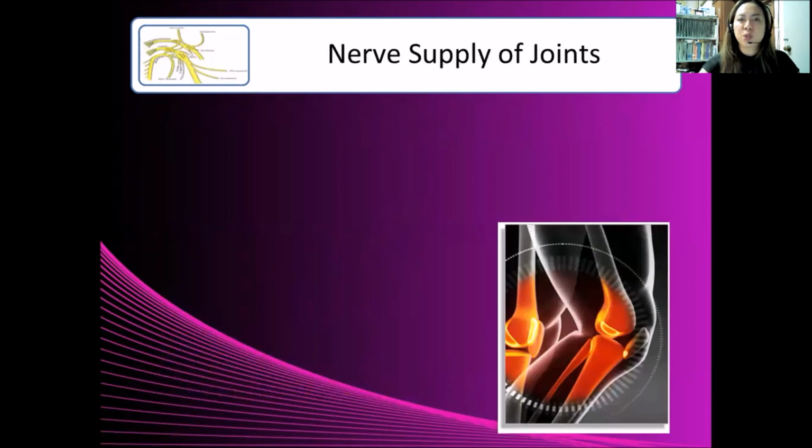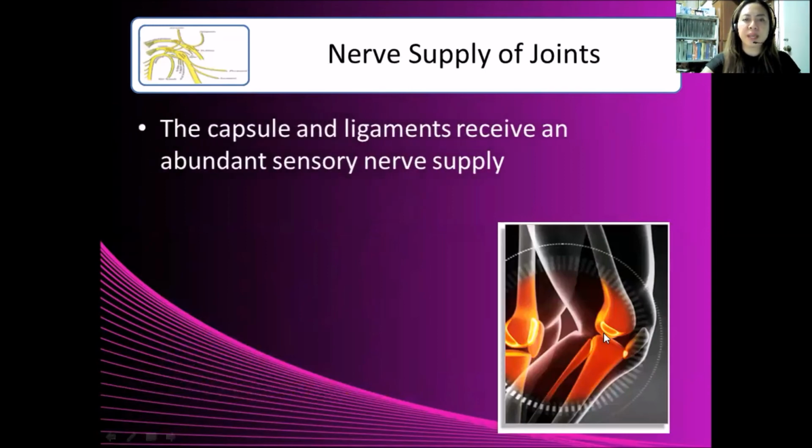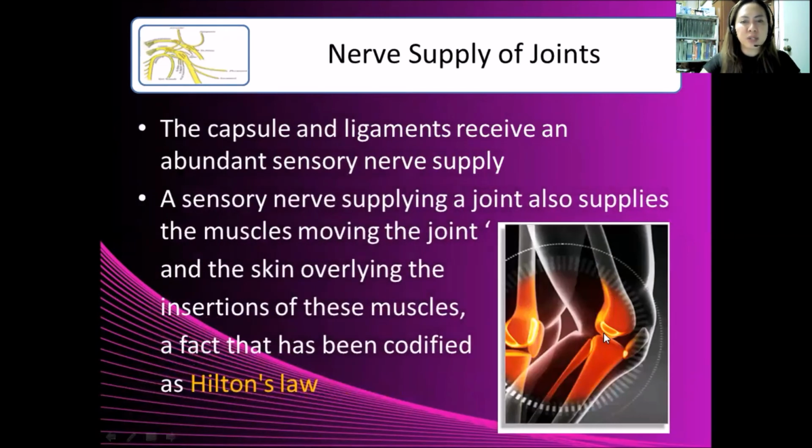Okay, so let's go to the nerve supply of joints. So, of course, meron siyang nerve supply. Okay, the capsule and ligaments receive an abundant sensory nerve supply. A sensory nerve supplying a joint also supplies the muscles moving the joint. So, not just the joint lang ang sinusuplayan, pati yung muscle. Okay, and the skin overlying the insertions of these muscles. This is a fact that has been codified as Hilton's law.